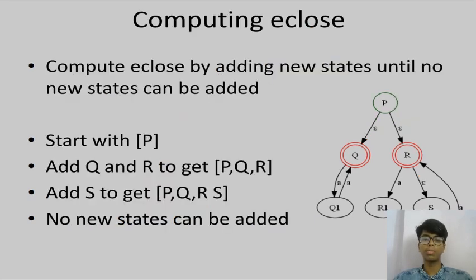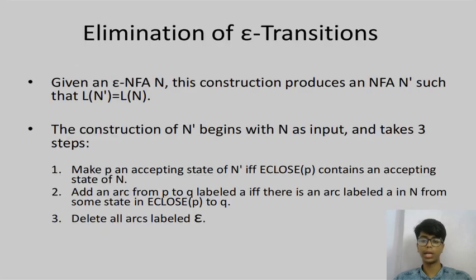Compute the E-close by adding new states until no new states can be added. Start with P. Computing epsilon closure. Add Q and R to get PQR. Add S to get PQRS. No new states can be added.